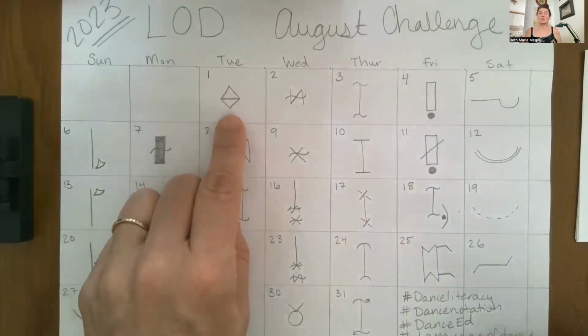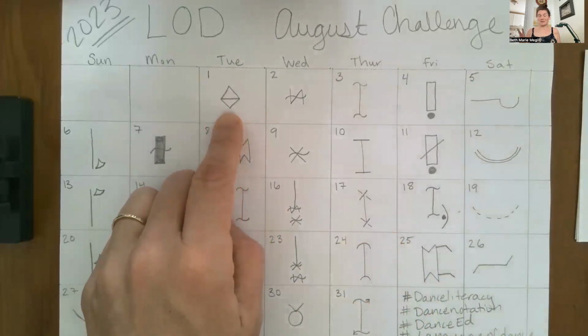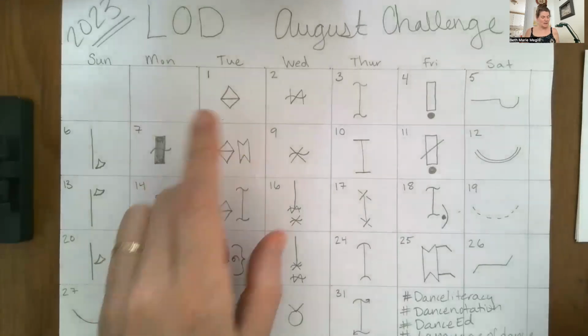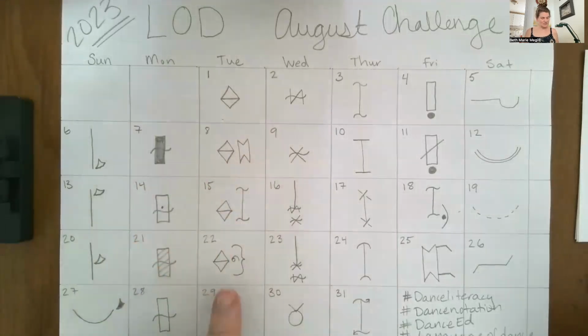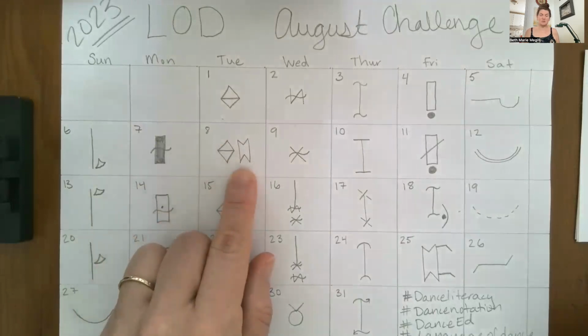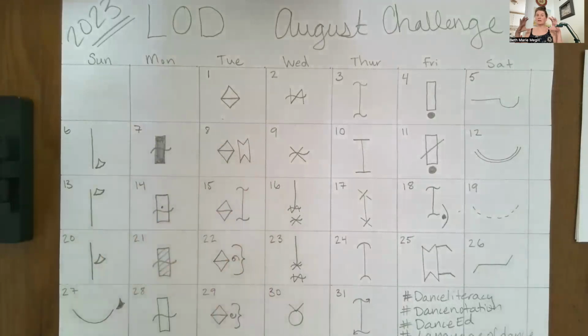Here we have Tuesday the 1st, we did our shape, and there are some great posts, hashtag LOD any shape. And then we have combinations with shapes as we go down. So here we have shape next to the symbol for any rotation. Now, let's remember, if you're reading motif notation, it will be read from bottom to top in sequence. So when you see two things side by side, that means that they would happen simultaneously.